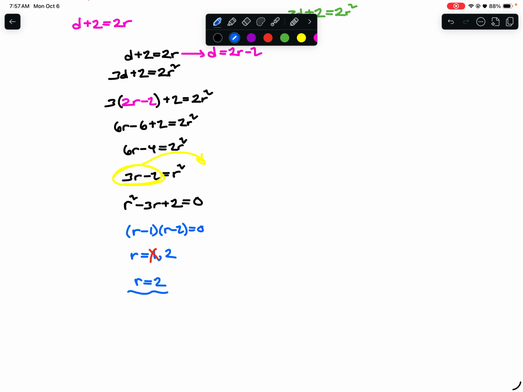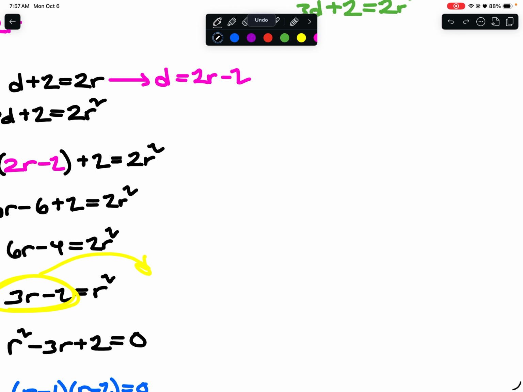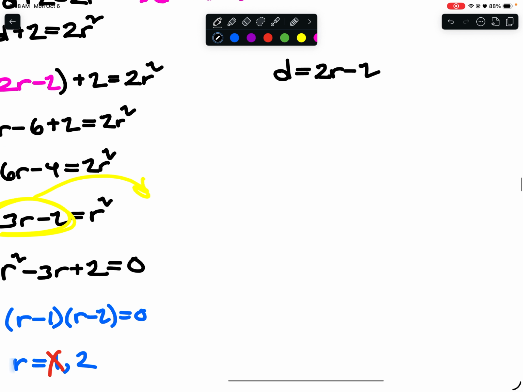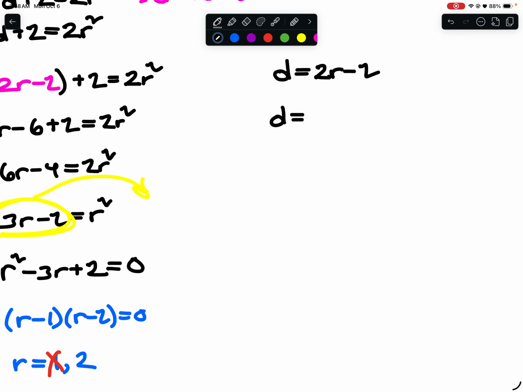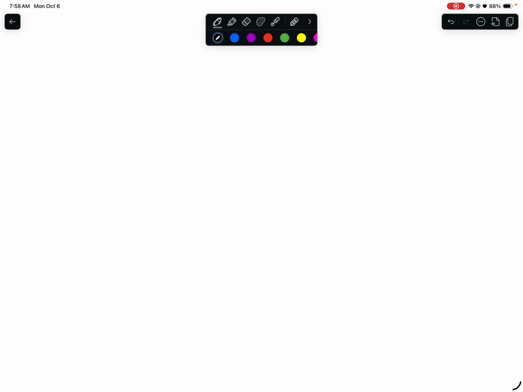So just like the system of equations, once I have one variable, I'm going to plug it back in and solve for the other. So I'm going to take my equation here, d equals 2r minus 2, and then plug in the r value of 2 that we just got. So d equals 2 times 2 minus 2, which tells me that I'm going to have a common difference of 2. So now that I have both a common difference and a common ratio, and I know my first term is equal to 8, now I can write my sequence equations, which are going to be in explicit form.